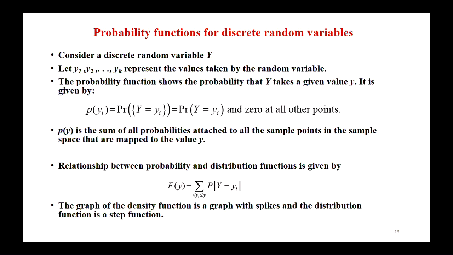Okay. The graph of the density function, or the probability function, is a graph with spikes. At each discrete value, you'll see a spike which will give the probability associated with that value. And the distribution function is going to be a step function. That's what it'll look like for a discrete random variable. Distribution function will be a step function.